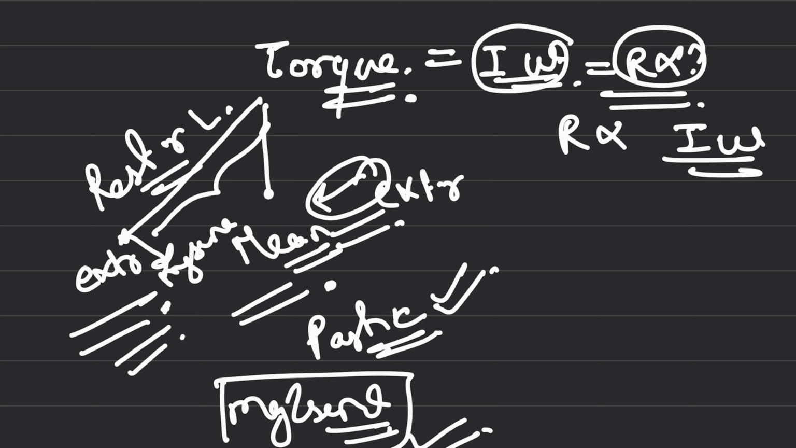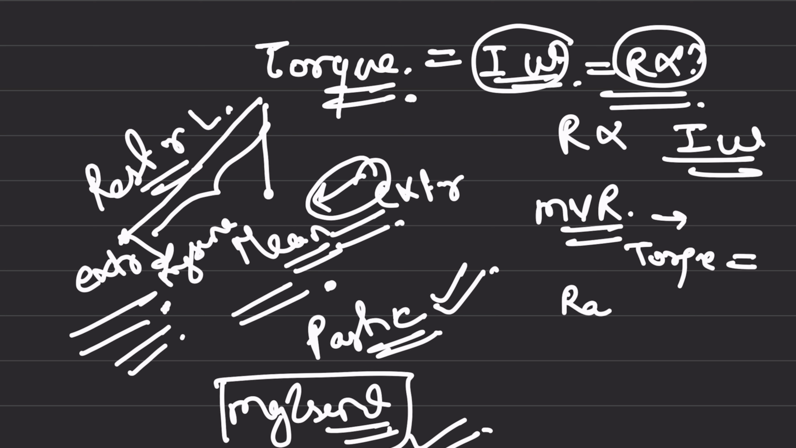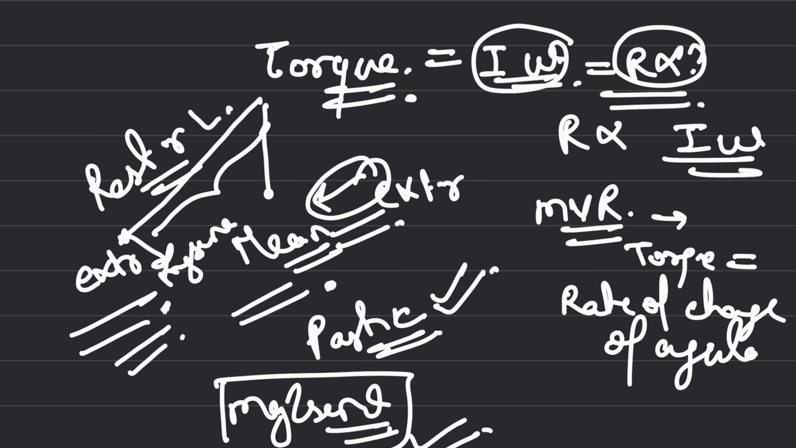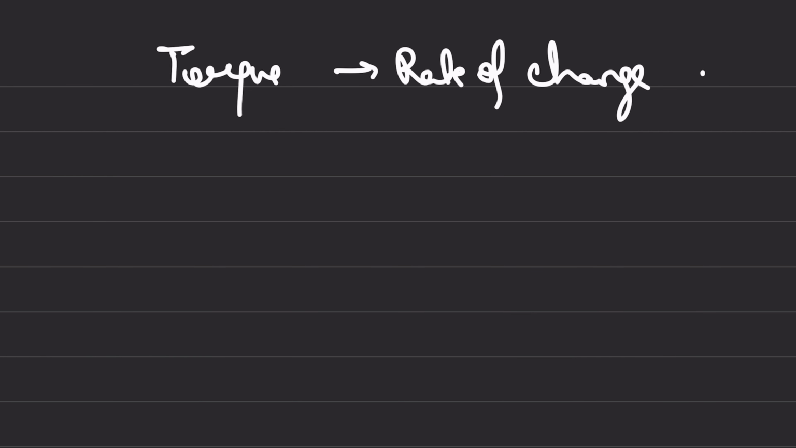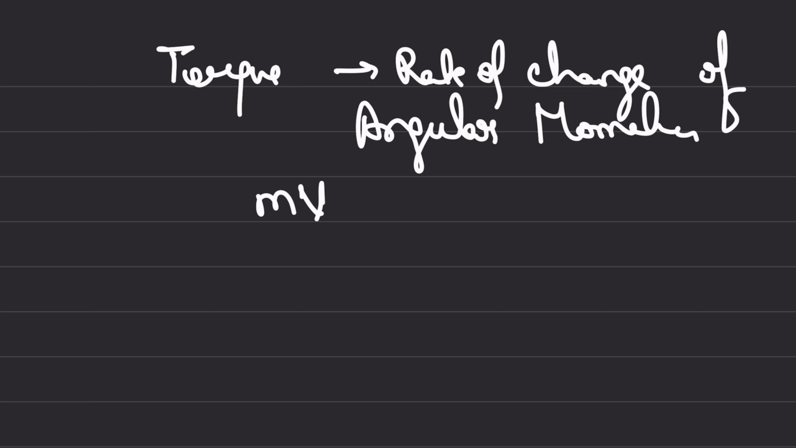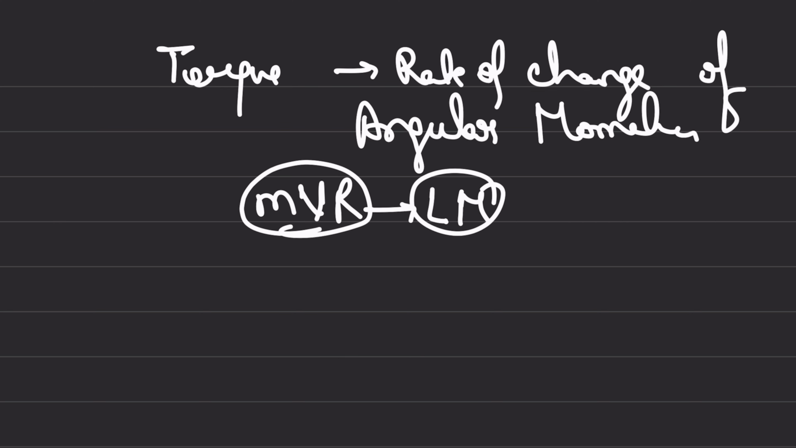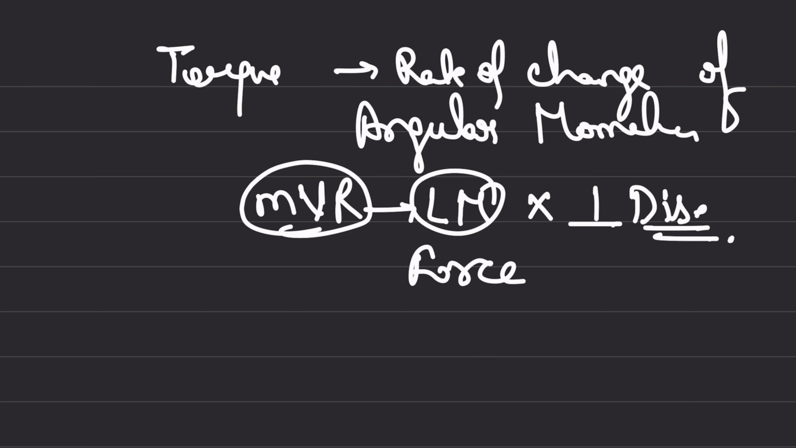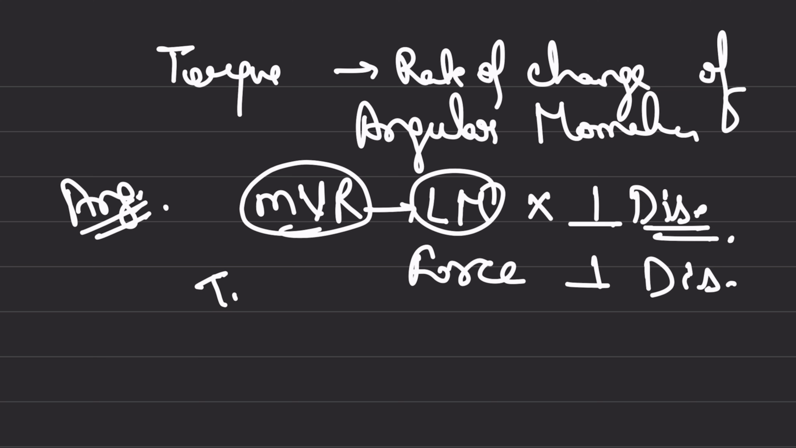Angular momentum is mvr, linear momentum into perpendicular distance. And torque is force into perpendicular distance. Torque is the rate of change of angular momentum. This is angular momentum mvr, and this is torque.